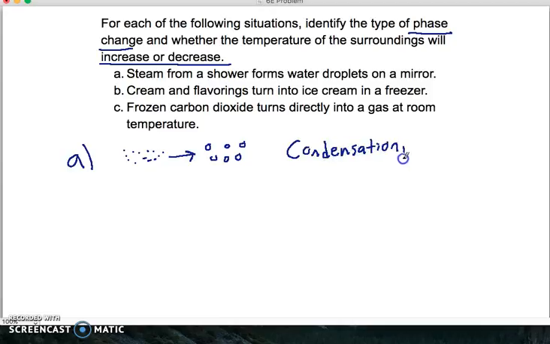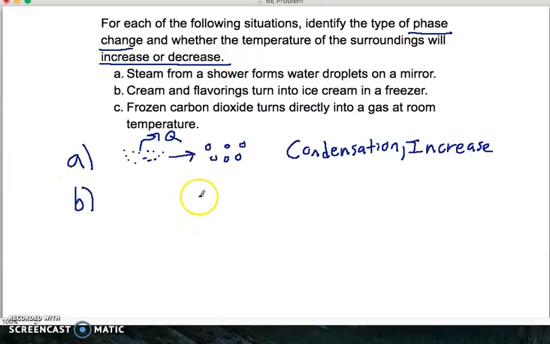And what will happen to the surroundings? We have to think about what's happening to the heat flow. If you have a vapor or a gas going to a liquid, you must have had to lose heat. So if you had to lose heat, you're going to increase the temperature of the surroundings. Again, because you had to lose heat, you're going to increase the temperature of the surroundings.